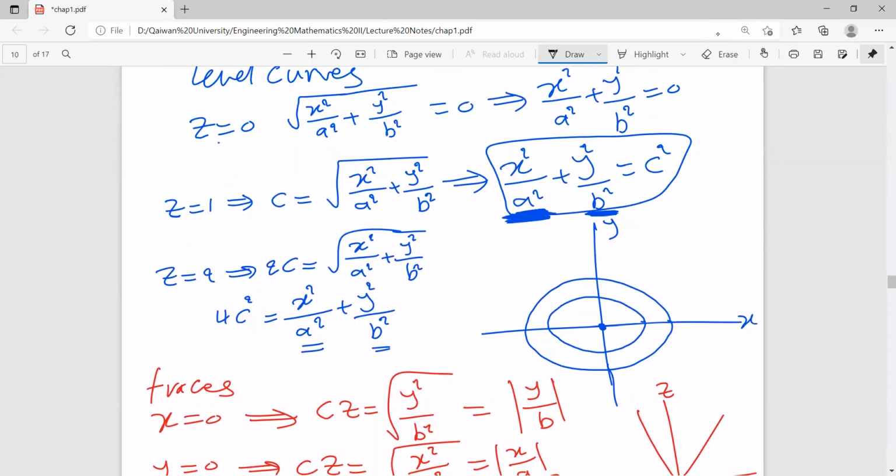Yes. If Z is 2, we said 2c equals the square root. By squaring both sides, we just square both sides.